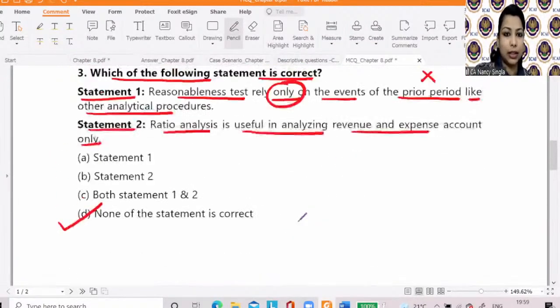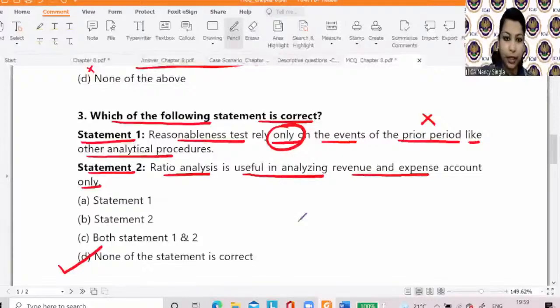Now, third, I've asked a query here. I've asked a question here: tell me, the reasonableness test uses what? They do not rely on the prior period information. Then they use what? Yes, non-financial data. Okay.